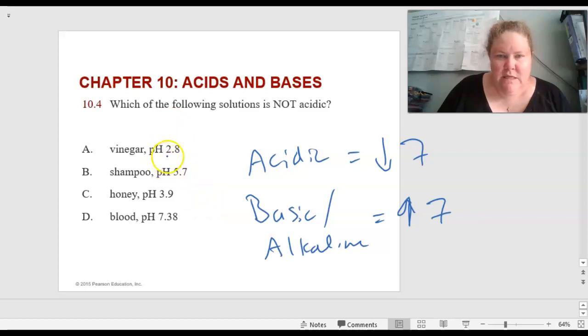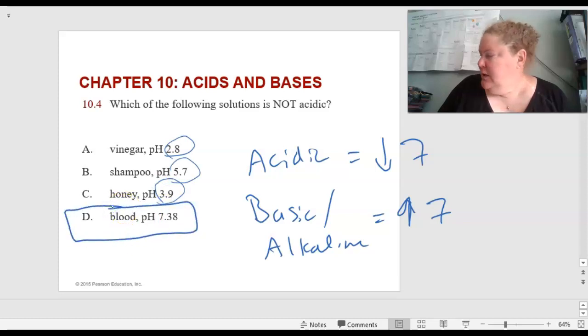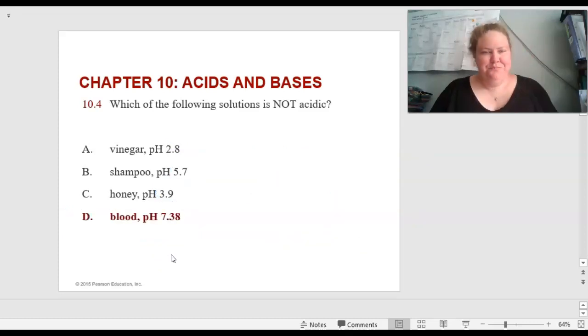Okay, so looking at this, this is going to be acidic. This one's going to be acidic. This one's going to be acidic. Our blood pH, fun fact that you all probably know, is actually slightly basic, because if pH 7 is neutral and our blood is around 7.4, then we actually are a little basic. So, good job.